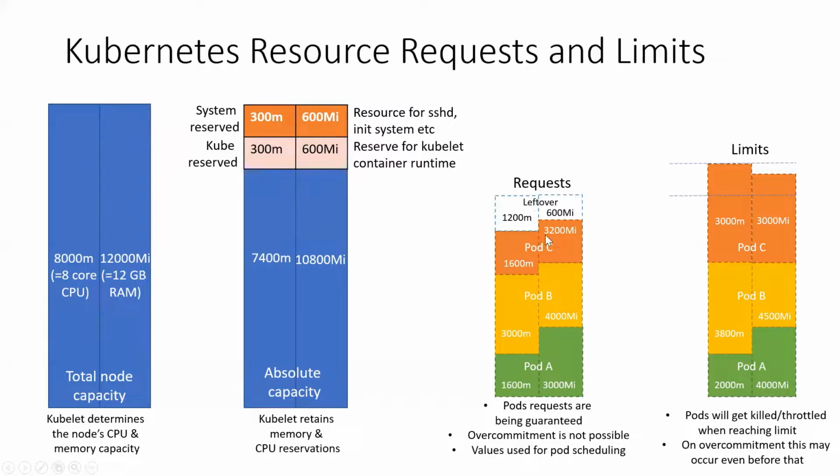So this is a well-planned one. In this we can say the pods are being guaranteed, so they won't go down anytime. Over-commitment is not possible, because we do have proper leftovers, so it won't be a problem for us. And values are used for pod scheduling properly in this.